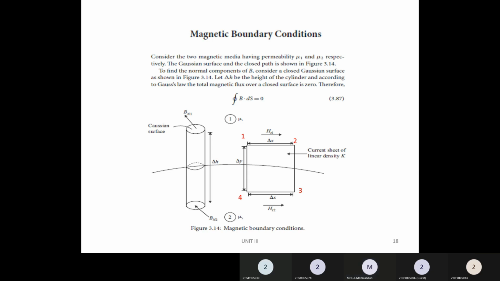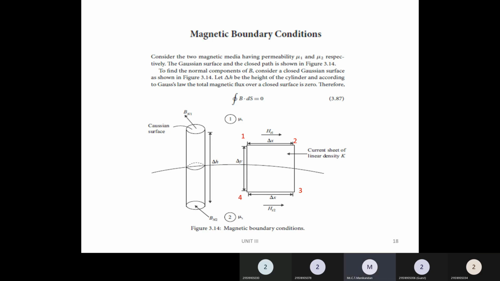Similarly here, we can see it for magnetic materials. If you place one magnetic material over another magnetic material with different permeability, it's very important. Two different magnetic materials having different permeability. You can see the diagram here. Medium 1 has permeability mu1. Medium 2 has permeability mu2.